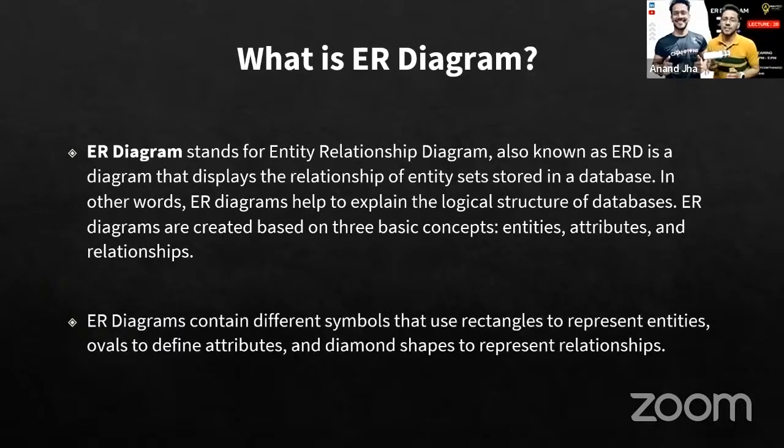Okay, so an ER diagram contains different symbols. It uses a rectangle to represent entities, so all your entities will be represented by a rectangle, ovals to define your attributes, and diamond shapes to represent relationships. This you have to remember while drawing an ER diagram. ER diagrams contain different symbols that use rectangles to represent entities, ovals to define attributes, and diamond shapes to represent relationships.